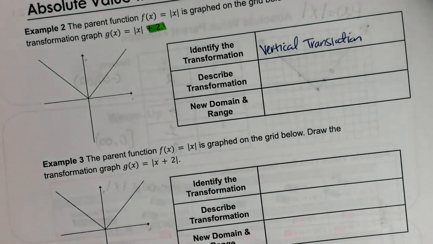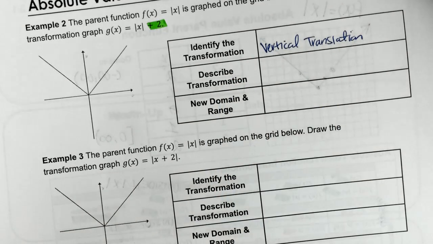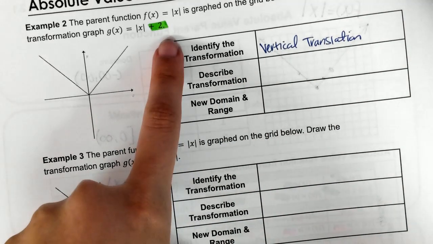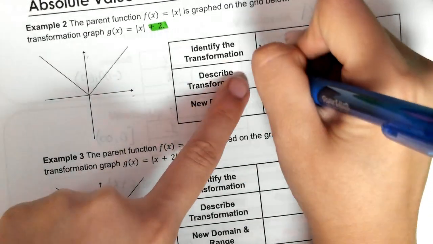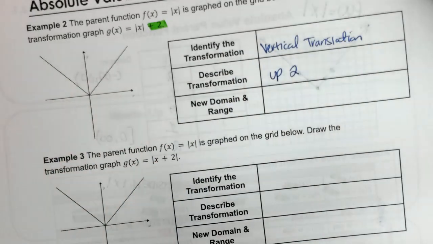So we want to be specific about what's going on. So when we say describe, in what direction are we moving? Left, right, up, down? In this case, since it's on the outside, vertical goes up and down. And since it's positive, we are going up 2.